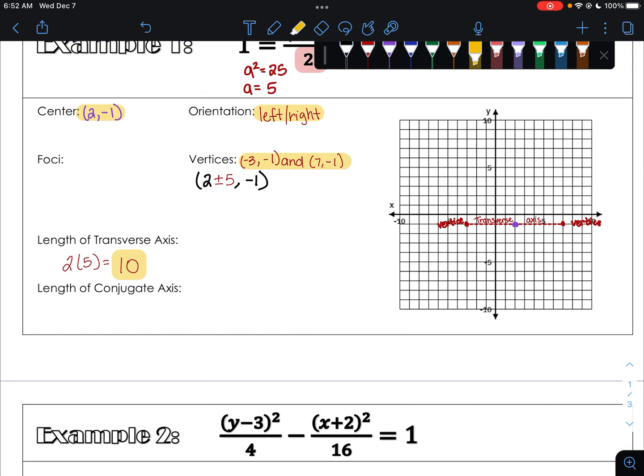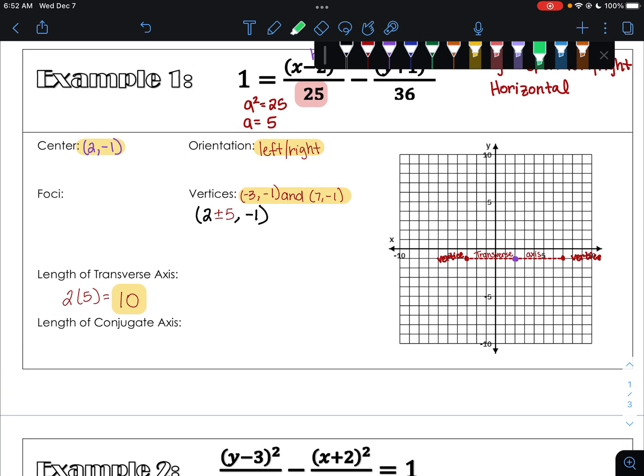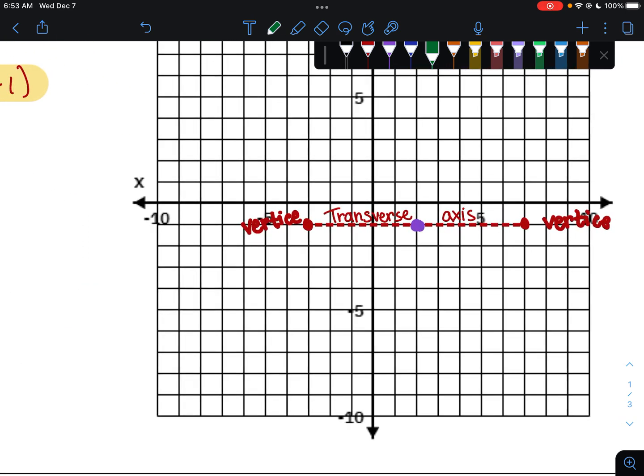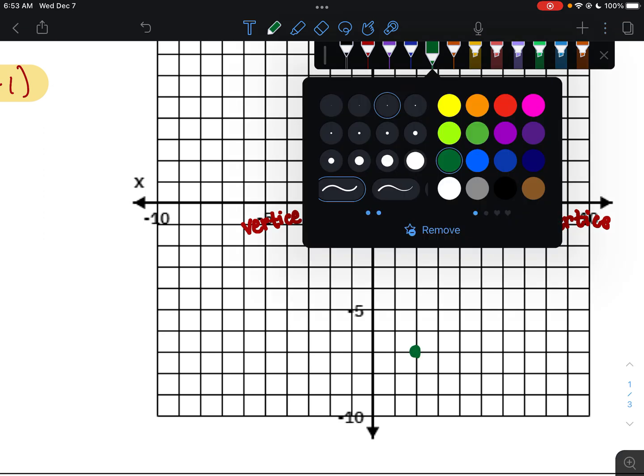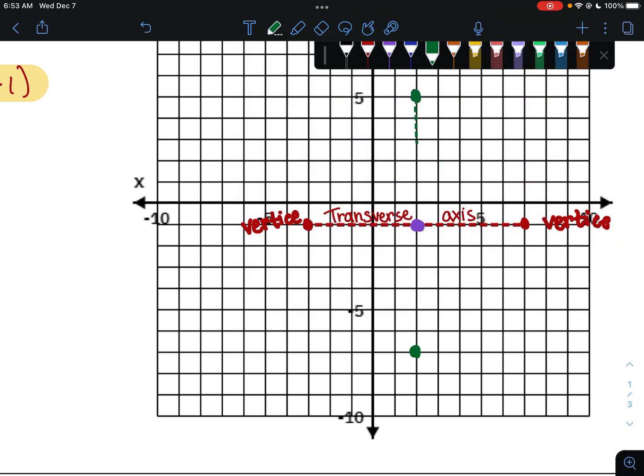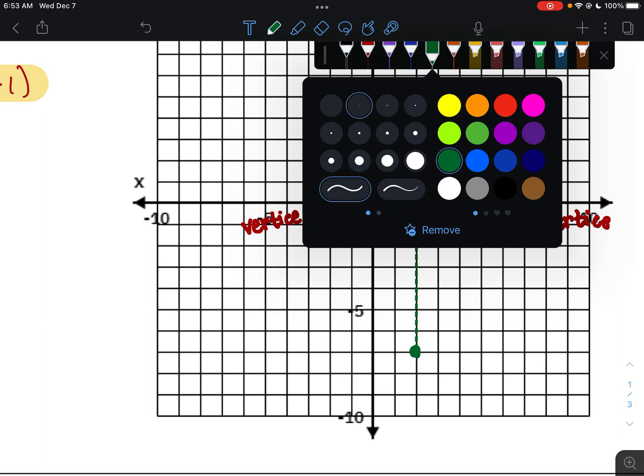Okay, so now what we're going to do is we're going to look at the denominator of our second fraction. This is our b squared, which is 36. We take the square root and we get 6. So from my center, I'm going to go up 6, put a point. From my center, I'm going to go down 6 and put a point. So what we just drew here, if we connect the two dots, is that conjugate axis. So let's label that.